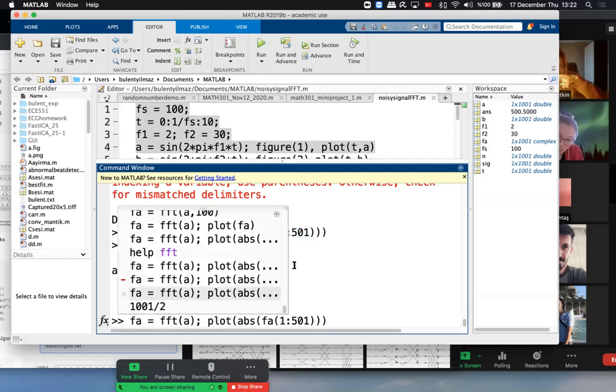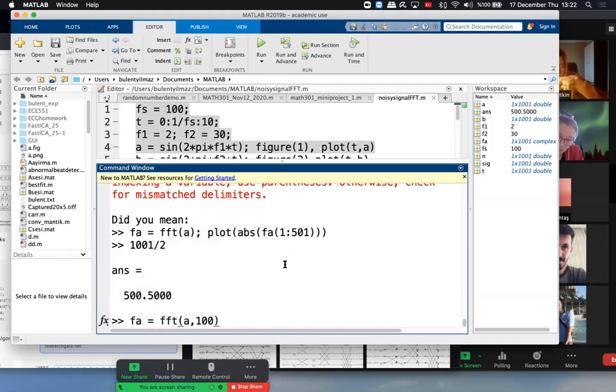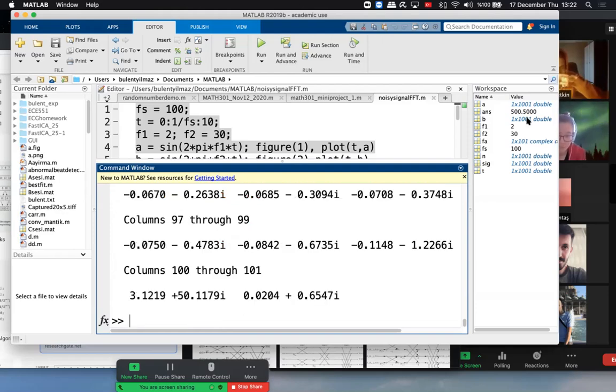If I do it like this, 101, how many numbers will I get? 101 numbers. Now, what should I write here arkadaşlar? 50. 51. Yani if I have 101, okay, why 101? The first one corresponds to zero frequency.